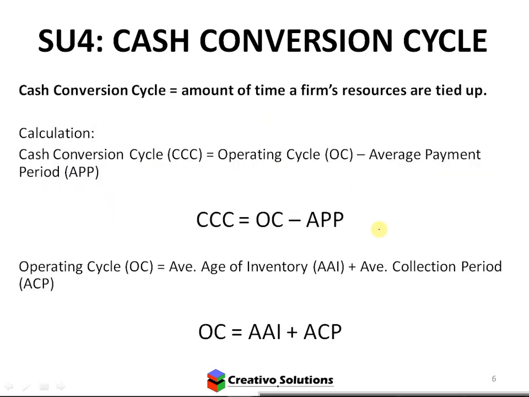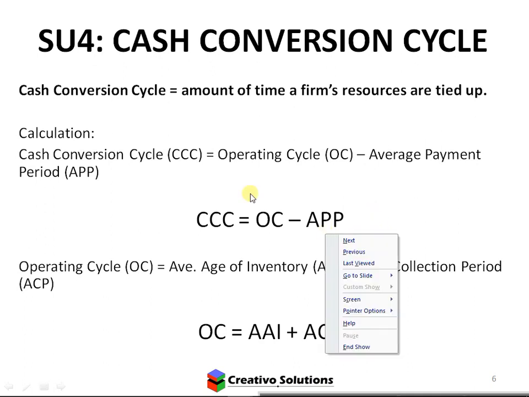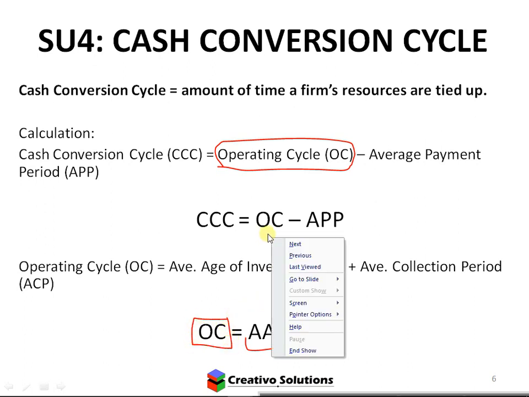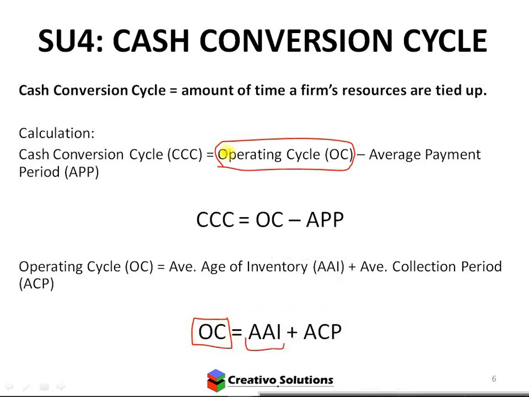All right, so this is how we calculate the CCC, the cash conversion cycle. The cash conversion cycle has three components. The first is the operating cycle. Think about this in terms of operations. If I'm operating, what do I need to do? I need to buy and sell stock. So the stock is the average age of inventory. That's the OC, so this part of the equation is expanded.